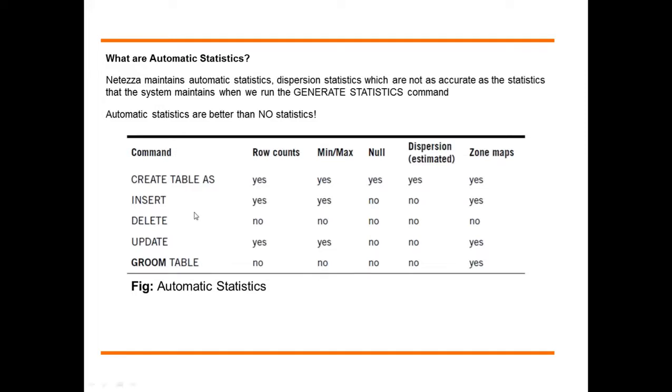Whenever I do an insert, say an insert of like 10 million records, and I forget to collect statistics, automatic statistics will increment the row counts, minimum maximum values, and zone map details. But the advanced information like nulls and how the data is deviated, standard deviation, all that information won't be collected by default. When I do delete, nothing gets updated. Okay. When I do delete, nothing gets updated. Update, so these other things get updated. When I do groom table, only zone maps get updated.